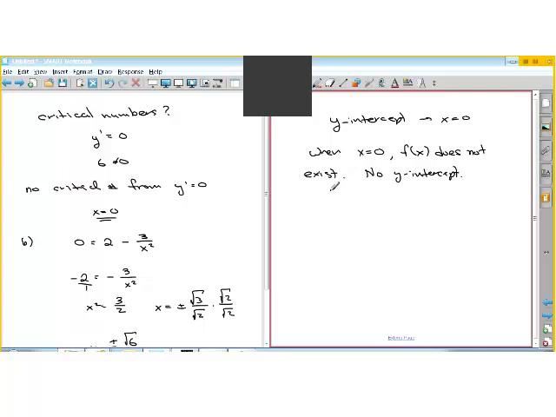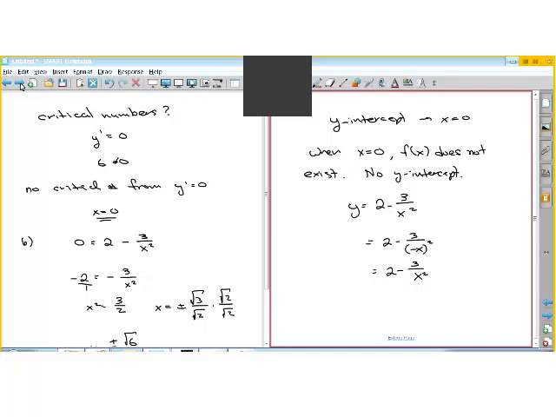Okay. Symmetry. Let's write the thing down again. y is equal to 2 minus 3 over x squared. If we put in negative x, then it's squared, so you're going to be back to the original function. So it looks like it does have symmetry, and it's an even function.